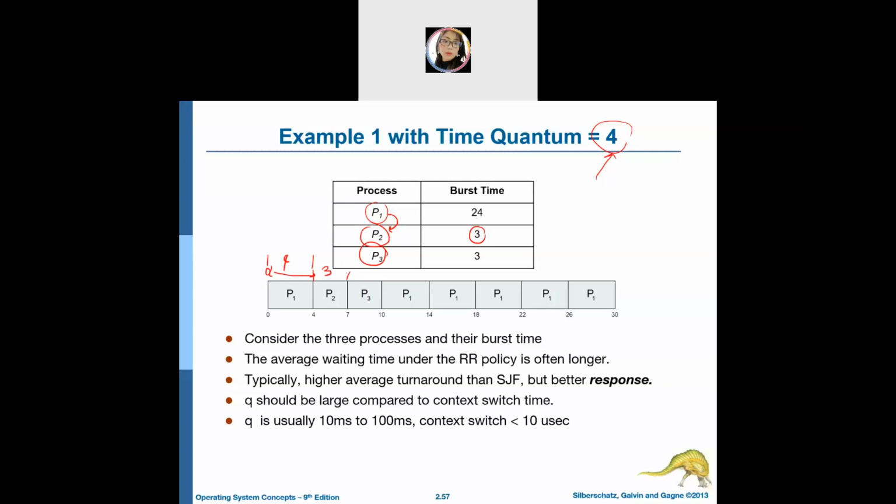After that, you hand off to P3. P3 is also 3, so you also continue until 3 only. After that, you can see P2 and P3 are finished. Only P1 is left. You cannot finish it all in one go because you need to divide it into quanta. So now you have 20 left after 24 minus 4. You divide by 4, which is 5 more times for P1, each 4. That is under your round robin.